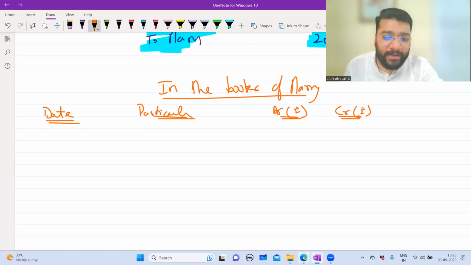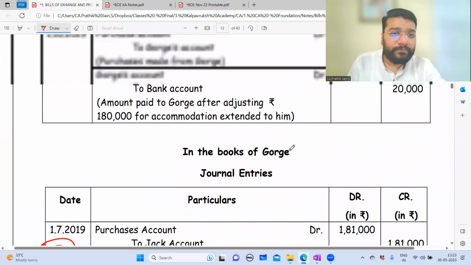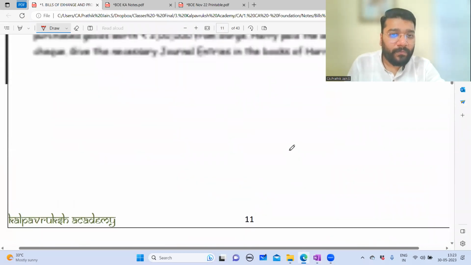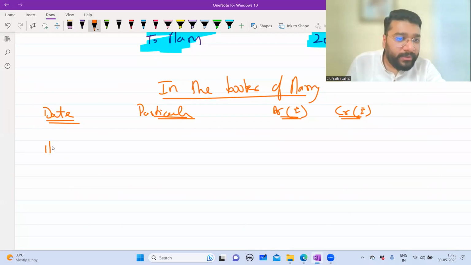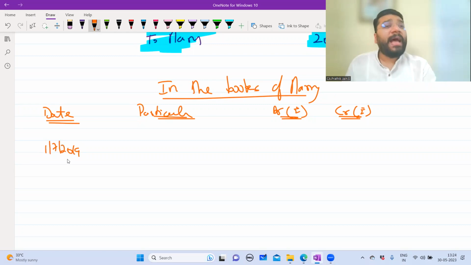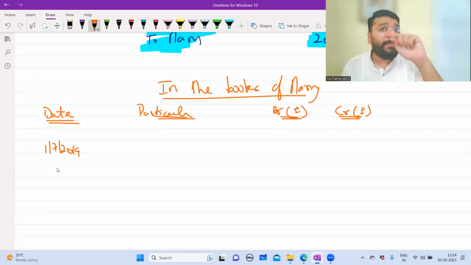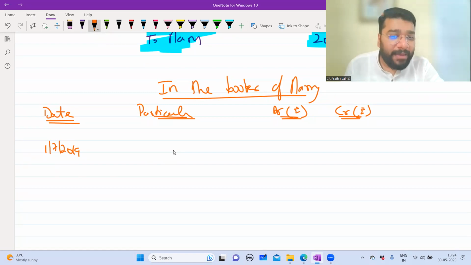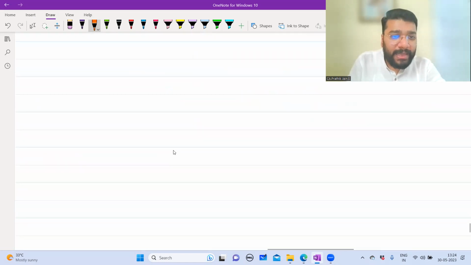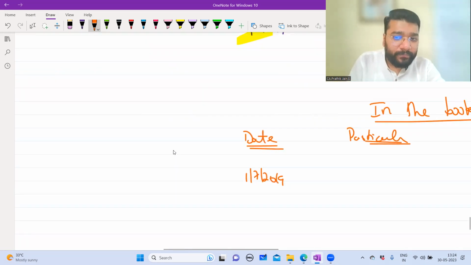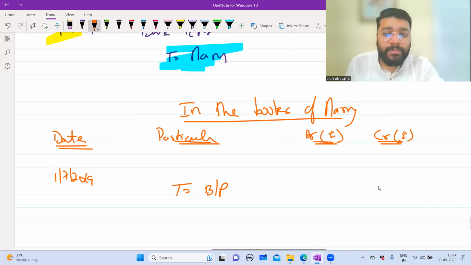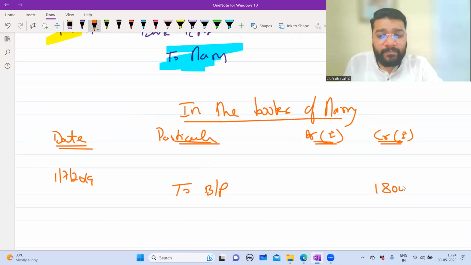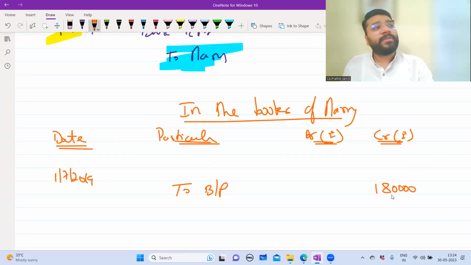Now guys, on what date we are accepting the bill? On 1/7/2019, Harry is accepting a bill. So it is a bill receivable for him or bill payable? Payable. Bill payable is a liability. So credit bills payable. How much bill is accepted for? 180. He has to pay this bills payable to some person in future.